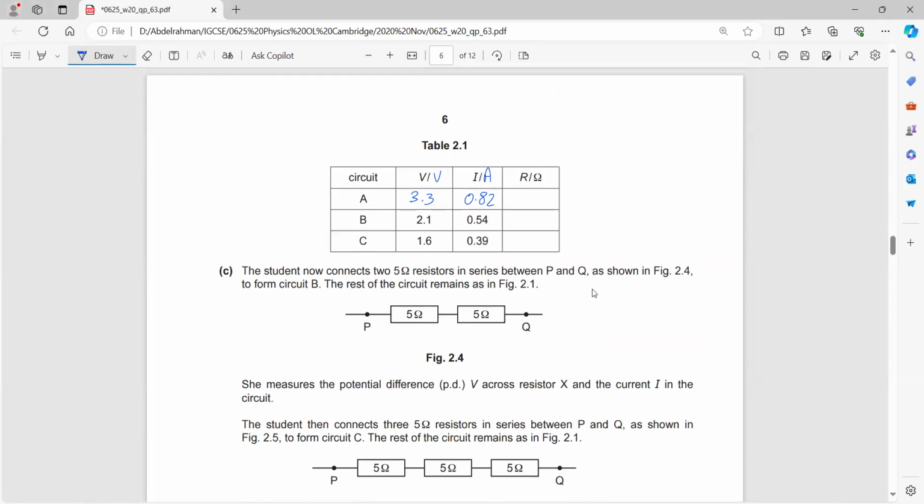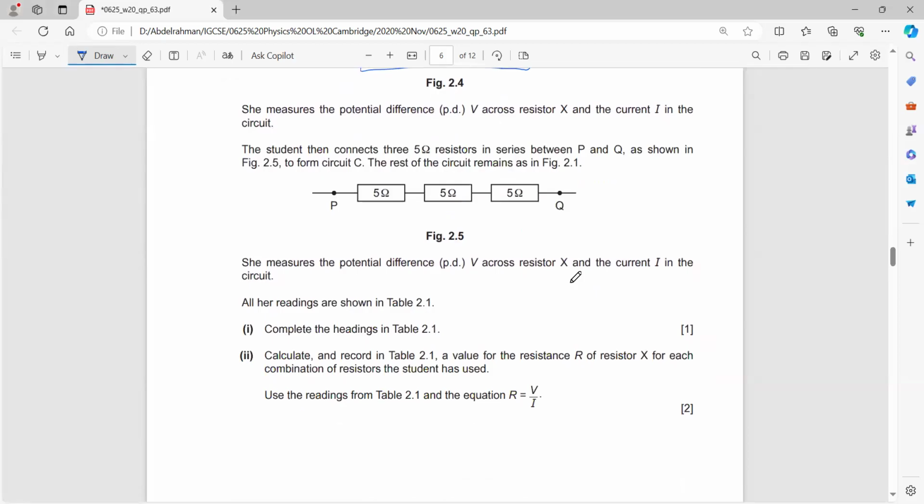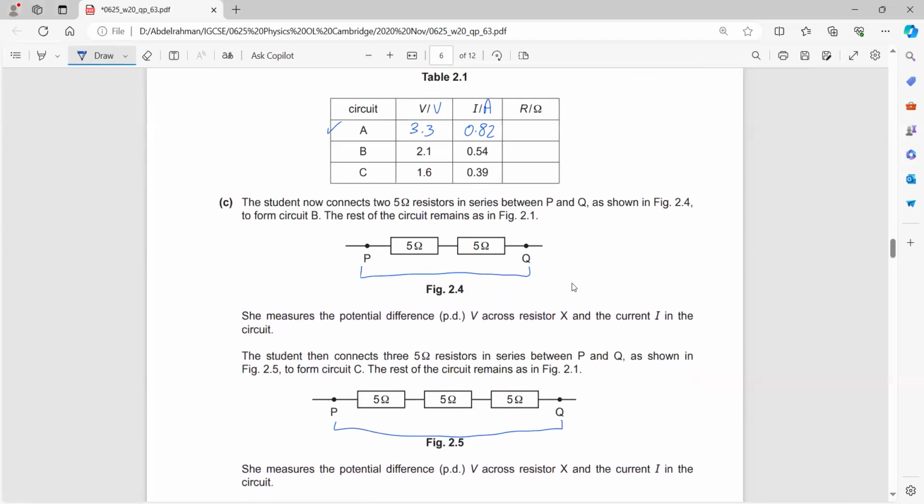This is the initial circuit, and then this is the second circuit, which is B, and the third one was C. Complete the headings. Okay, we completed the headings. Calculate and record the resistance. Can I calculate and record the resistance? Yes, R equals V over I for each of them. What's the first resistance, the second one, and the third one?